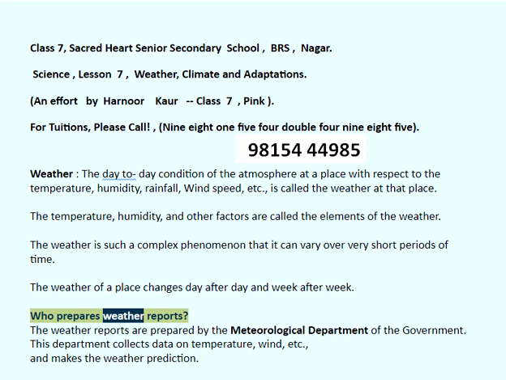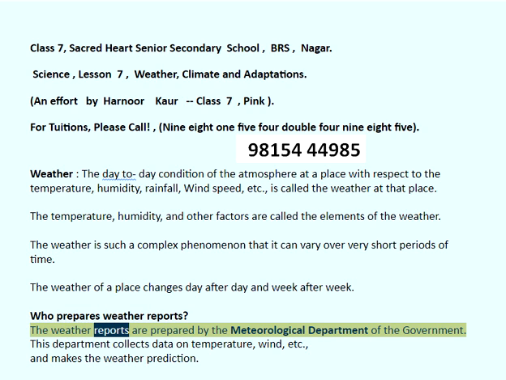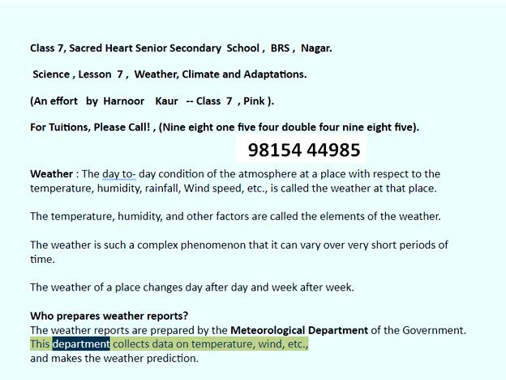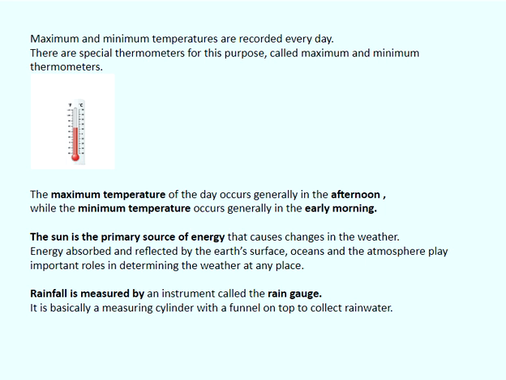Who prepares weather reports? The weather reports are prepared by the Meteorological Department of the government. This department collects data on temperature, wind, etc., and makes the weather prediction. Maximum and minimum temperatures are recorded every day. There are special thermometers for this purpose, called maximum and minimum thermometers.